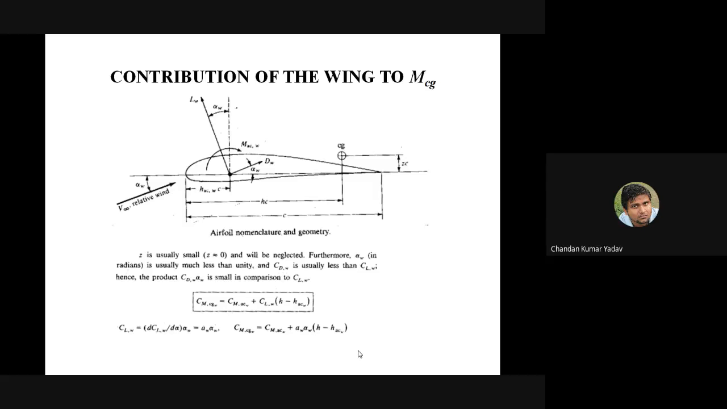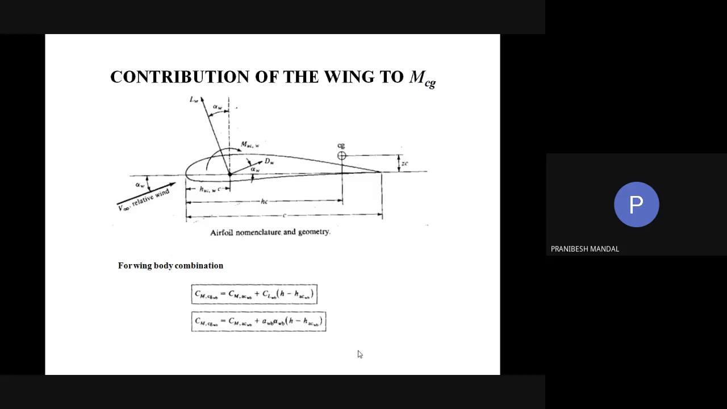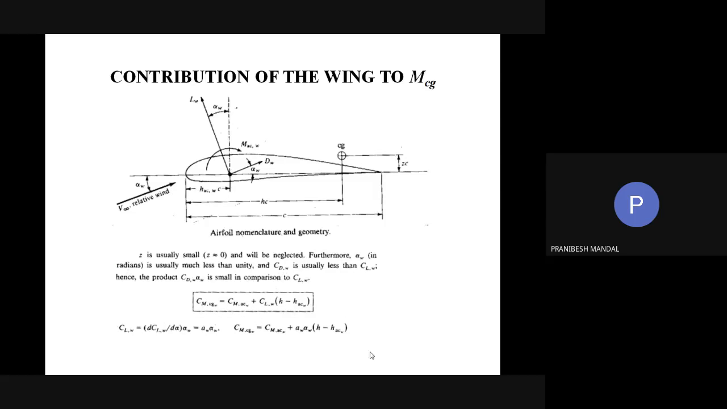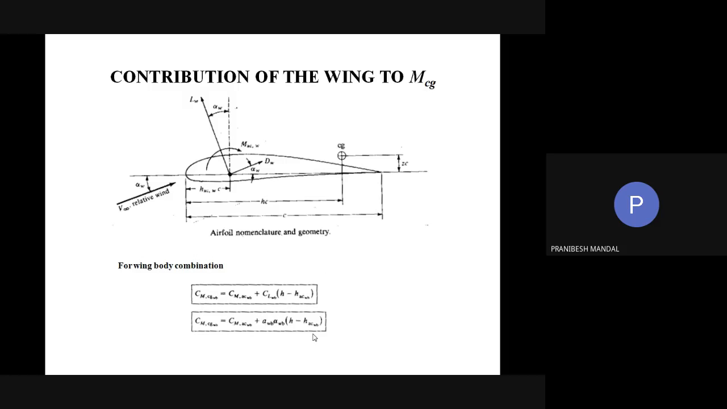Yes, sir. So if we do this thing, you see, we are having these equations with the suffix changed from W to WB. All the suffixes were W: AW, alpha W, and all these things. When we get this data from the wing body combination, all the suffixes change to WB instead of W, denoting wing body.